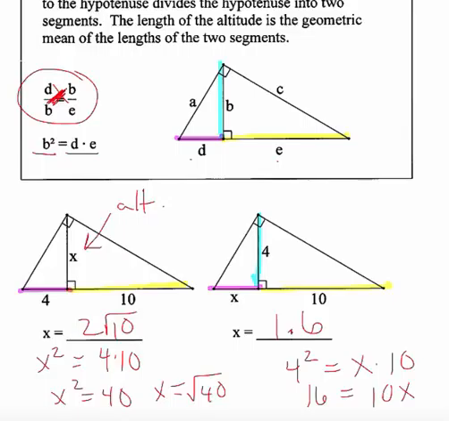And that's how we're going to use this theorem. So remember, the altitude squared is equal to the two parts that it created multiplied together. And if you can believe it, that's the easy of the two theorems.